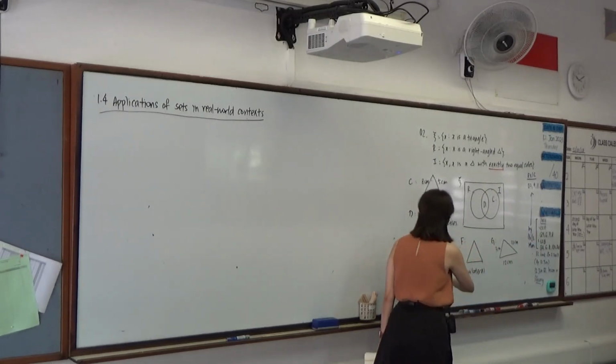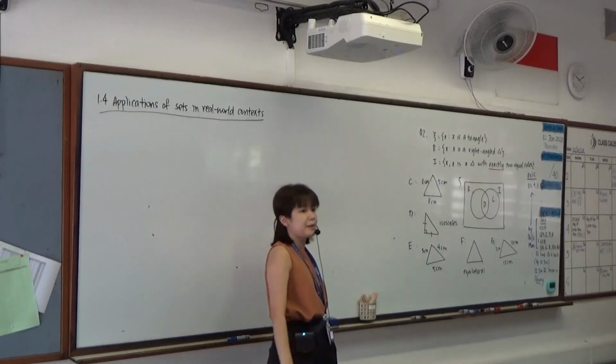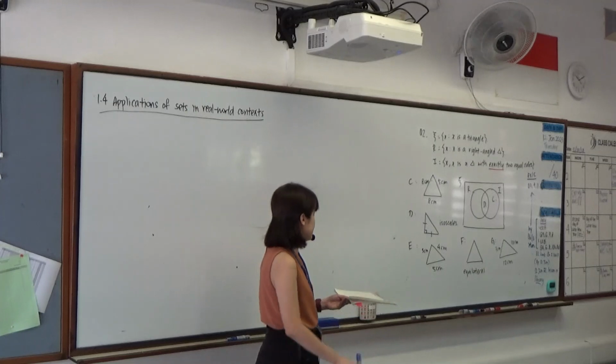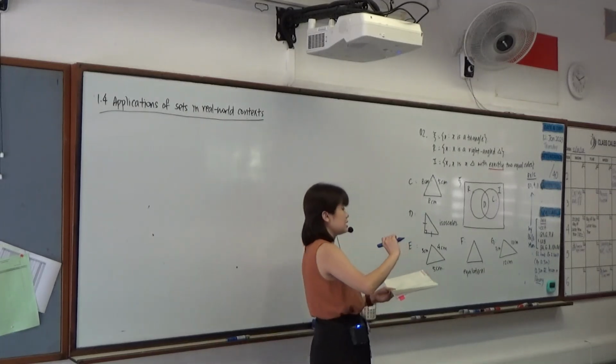Next one, E. We have a 3, 4, 5 cm triangle. So where should I put E? Just pick out a person's name, Ed.